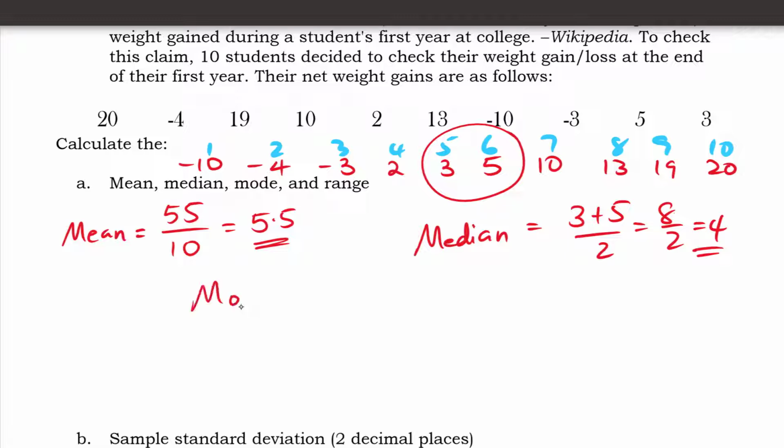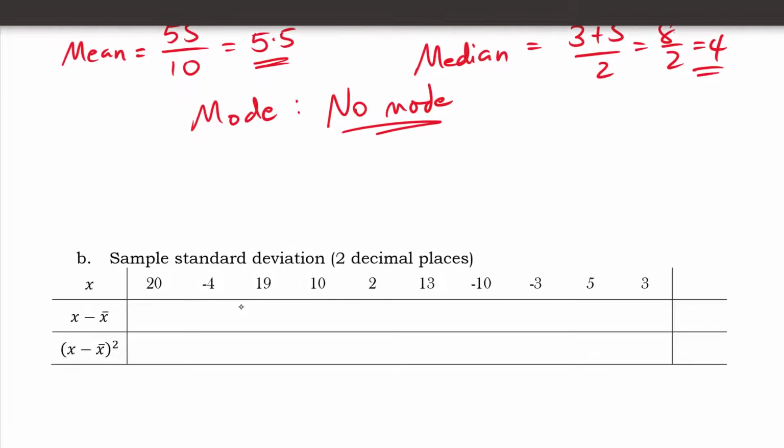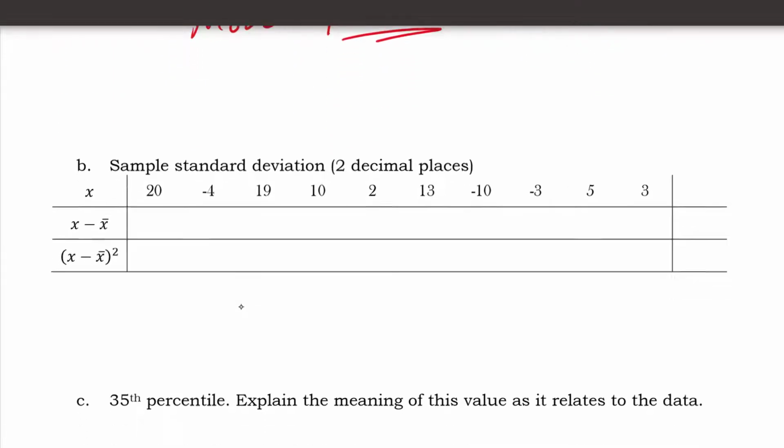For the mode, we don't have any value here repeating more than once. So in this case, we have no mode, or there is none. Next, we need to find the standard deviation of these values. We already have a table created for us here. We just need to complete it very quickly.